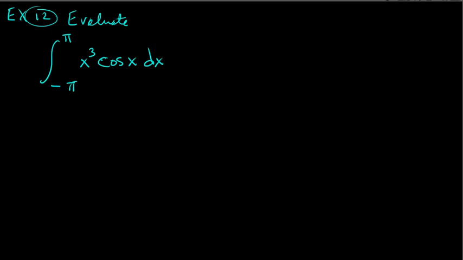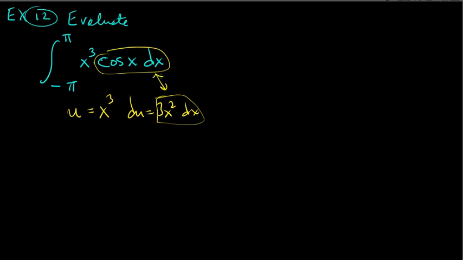Okay, so here's an example. We want to evaluate the definite integral from negative pi to positive pi of x cubed times cosine of x dx. So how do we do this? Notice this is a product, and there's no product rule for integrals. You might be tempted to do substitution, but there's no parentheses. So what would you substitute? If u is x cubed, then du would be 3x squared dx, and this does not look anything like that. There's no match whatsoever, so that does not work.